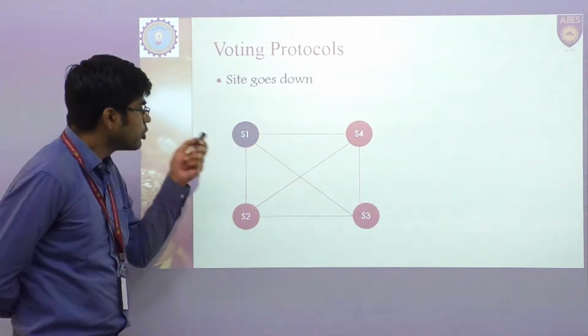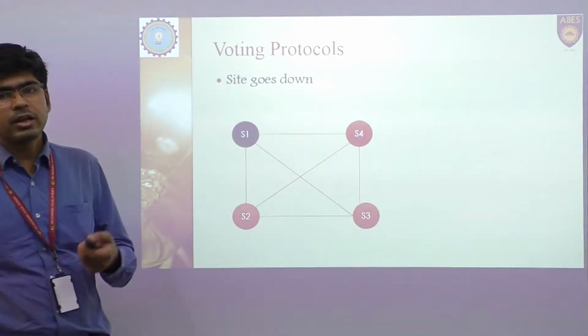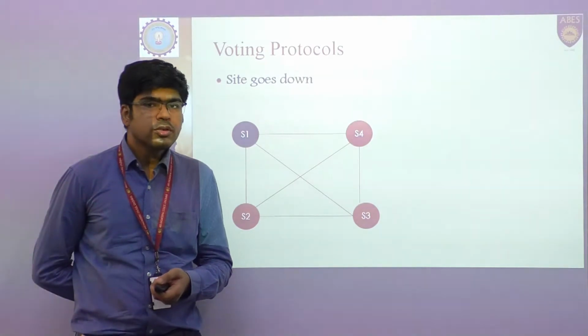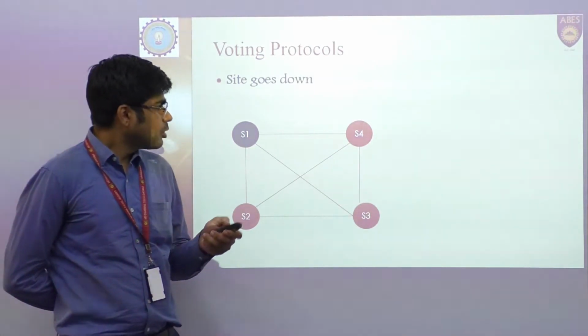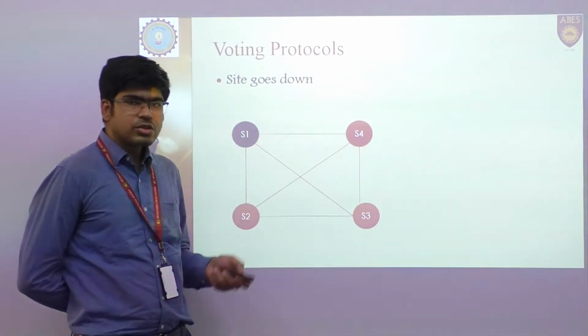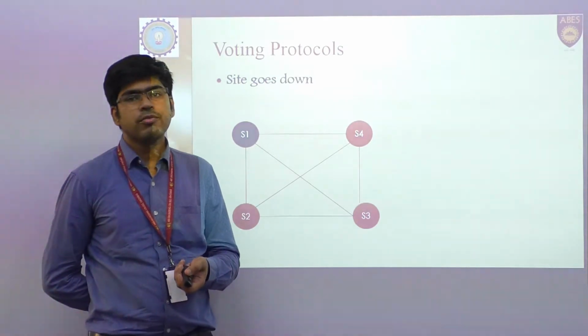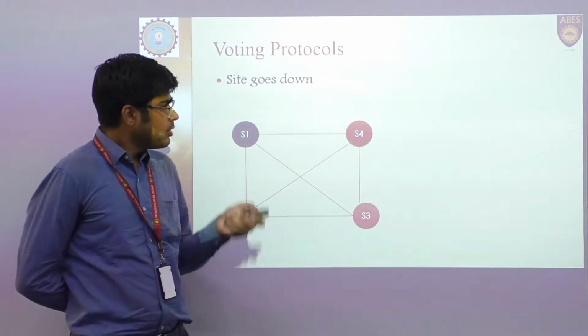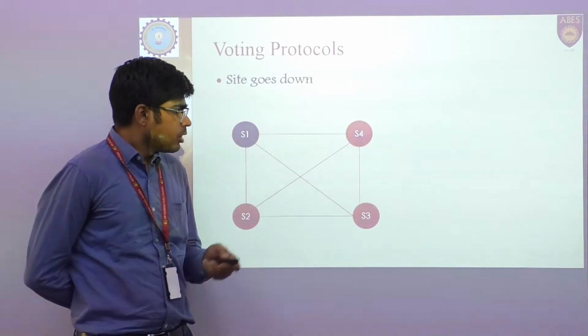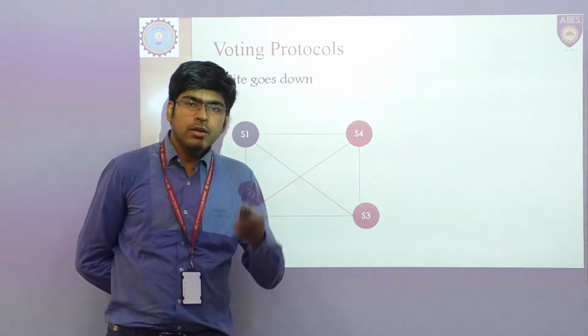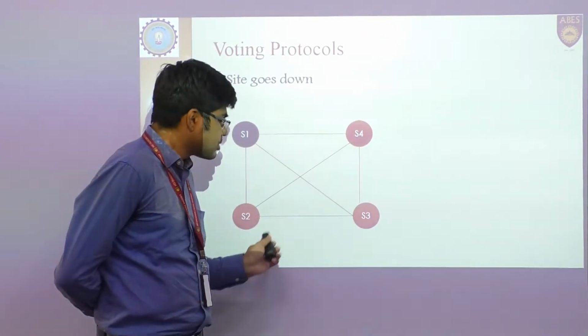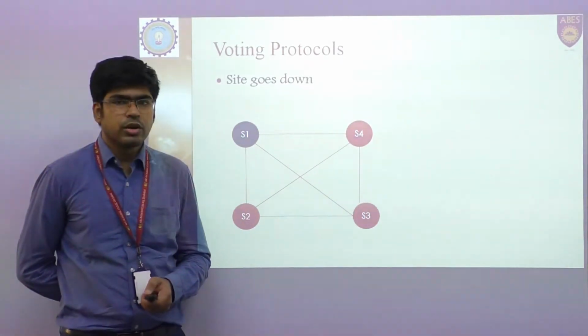But there are other scenarios. Suppose a particular site S1 goes down. What will happen if S1 goes down? This leads to the same situation as the failure of messages. If site S1 goes down, then the work should be completed on the basis of the three sites S2, S3 and S4.